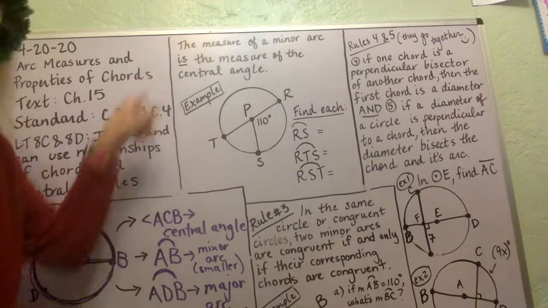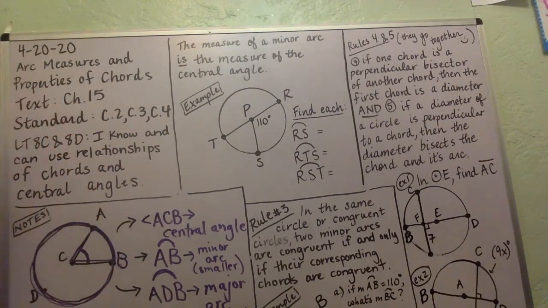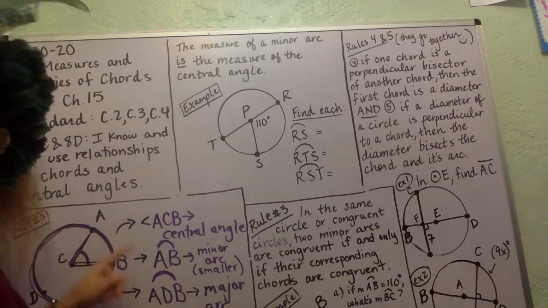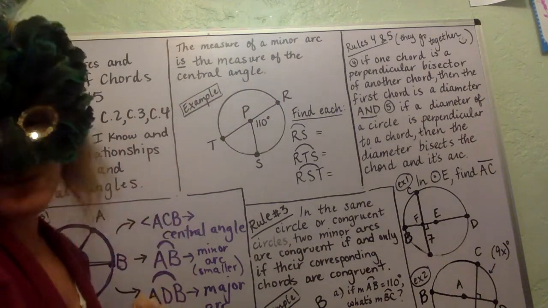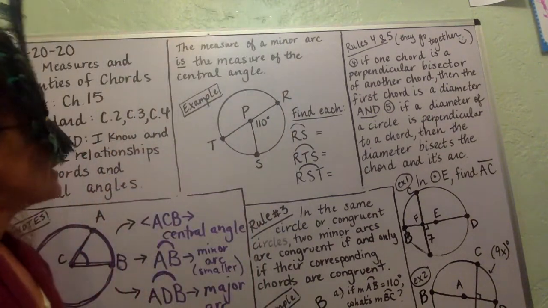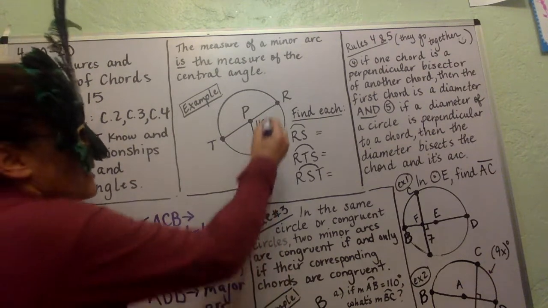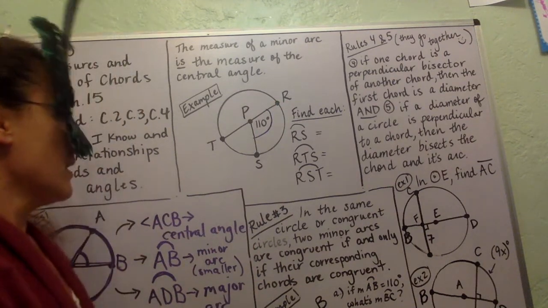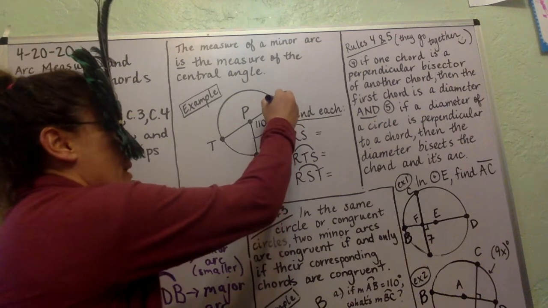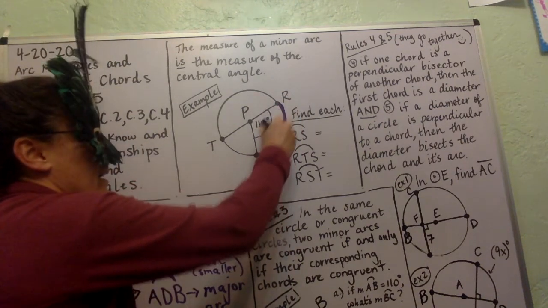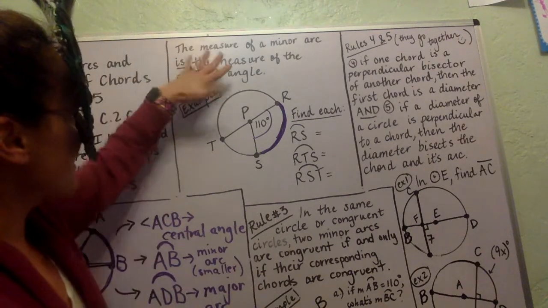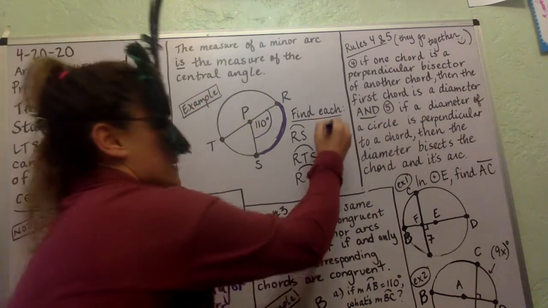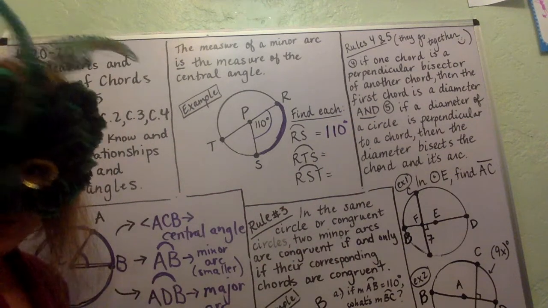Okay, so we're looking in just this space here. The next thing you need to know about these arcs is that the measure of a minor arc, so just a little sliver, is the measure of the central angle. For example, let's take a look at this image, and all I'm going to tell you is that angle RPS, this angle right here, is 110. If I ask you what this arc measure is from here to here, arcs are also measured in degrees. So if this central angle is 110, then the arc that it forms is also 110. So arc RS has also got to be 110.